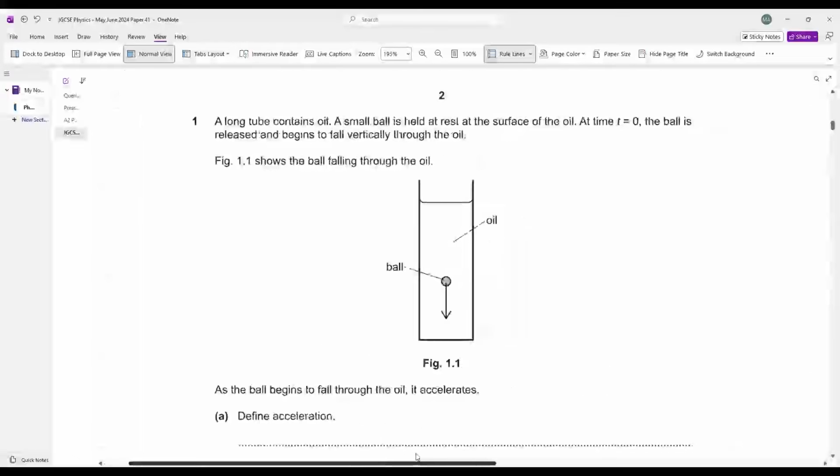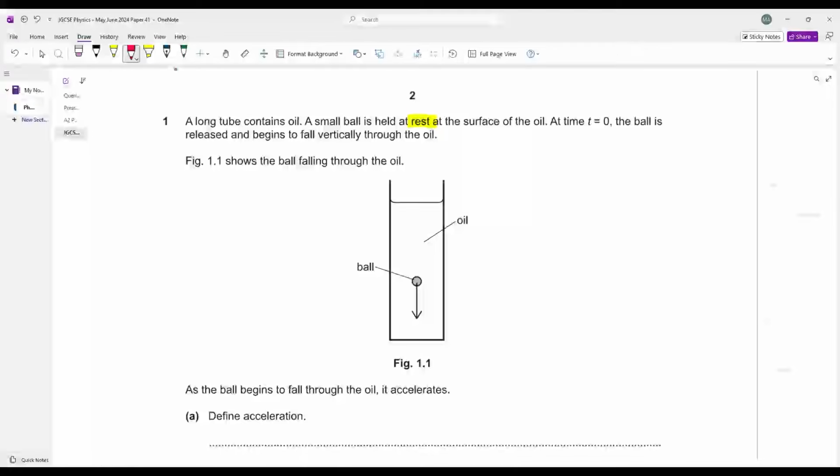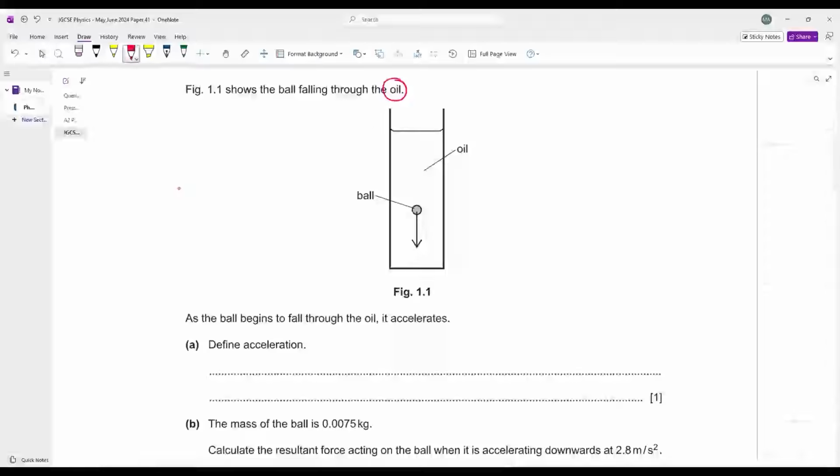A long tube contains oil. A small ball is held at rest, so your initial velocity is 0, at the surface of the oil. At time t equals 0, the ball is released and begins to fall vertically through the oil. Figure 1.1 shows the ball falling through the oil. As the ball begins to fall through the oil, it accelerates.